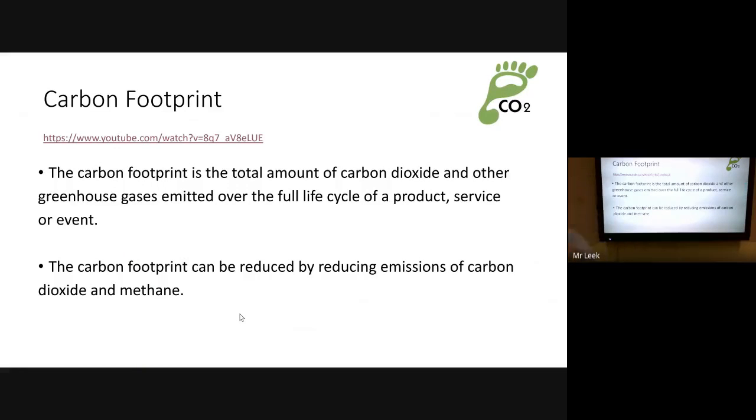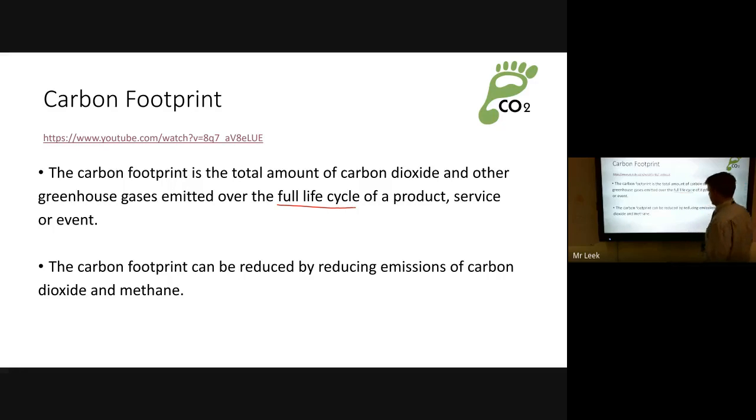Okay, so what we've got there is talking about the carbon footprint, and every single item has a certain amount of carbon it's made of. This little remote here, it's not giving out any carbon at the moment, but it has to be made out of plastics. It's got a battery in it. It's the amount of carbon dioxide that is required for an object. So the carbon footprint is the total amount of carbon dioxide and other greenhouse gases emitted over the full life cycle of the product, service, or event. So it is the full life cycle from when it came out of the ground or wherever it came from to when it actually delivers and does its job.